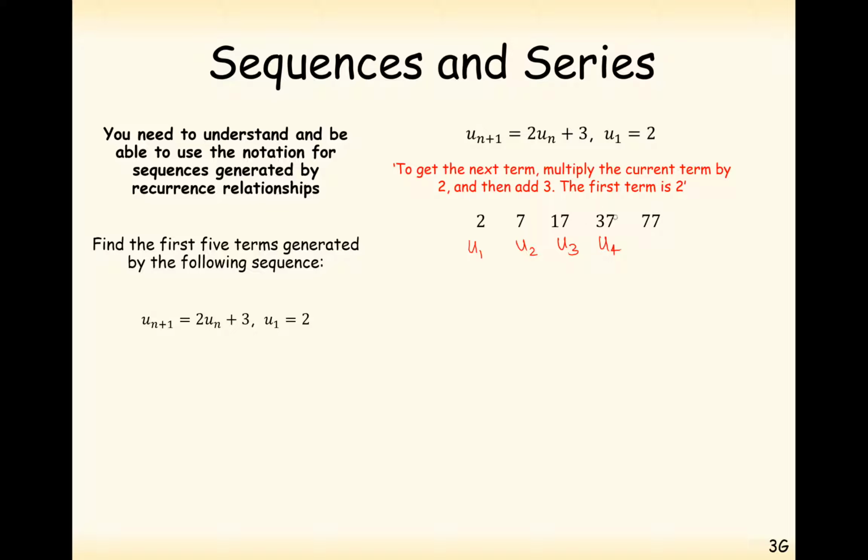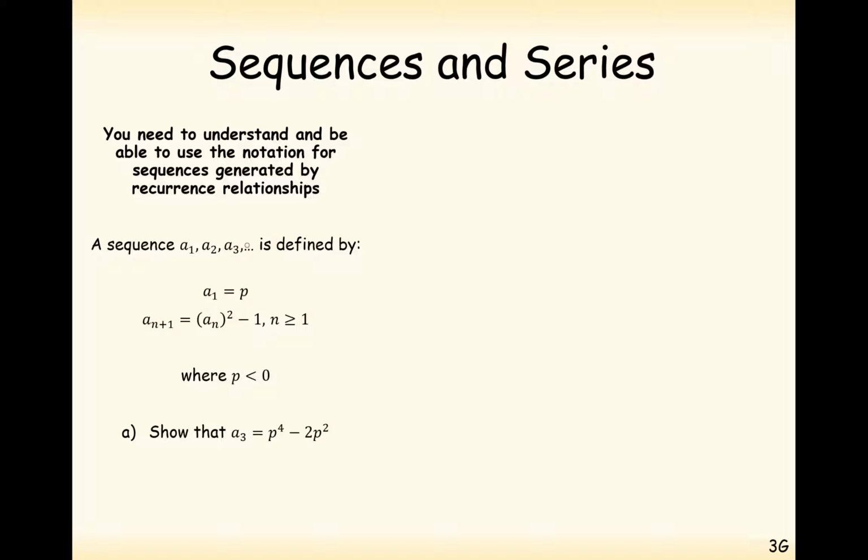Right, let's move on to some trickier questions now to do with algebra and using these recurrence relations. In this case here, we have a sequence, a numbers, so not u numbers anymore, a1, a2, a3, dot, dot, dot. We know the starting term in our sequence is p, and we're told that the way we calculate the next value in the sequence is to square the current term and then subtract 1. So for the first one, we'll square p and then subtract 1. p is less than 0. Show that a3 is equal to p to the 4 minus 2p squared.